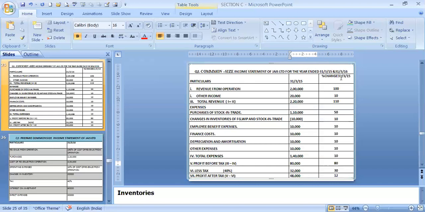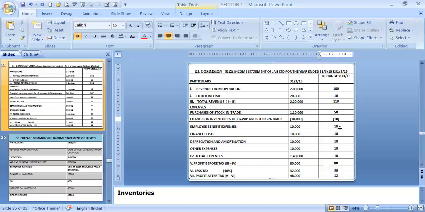Now we will find out the common size income statement. We will divide every item by revenue from operation. 2 lakhs by 2 lakhs into 100 is 100. 20,000 by 2 lakhs into 100 is 10. 2 lakh 20 by 2 lakhs into 100 is 110. Similarly, we went on doing, and we got these figures. This is given in negative, so this will also come in brackets. What is negative over here will be negative in the percentage also.